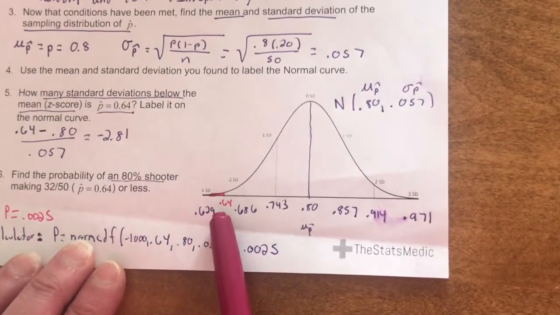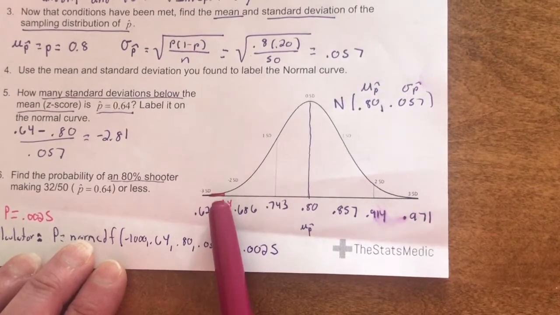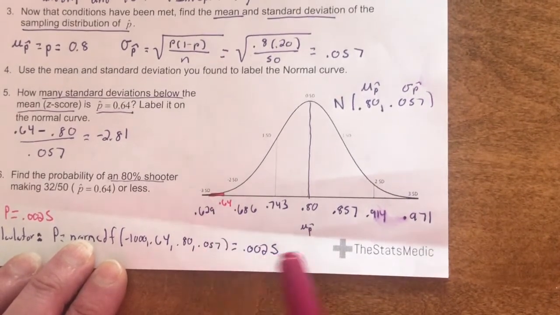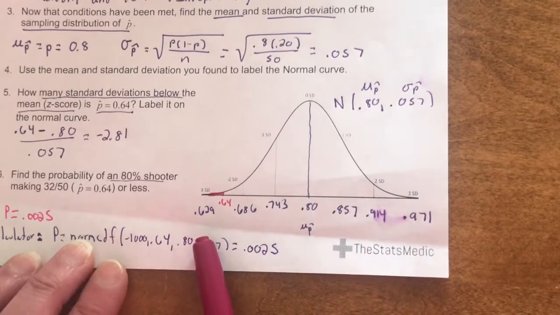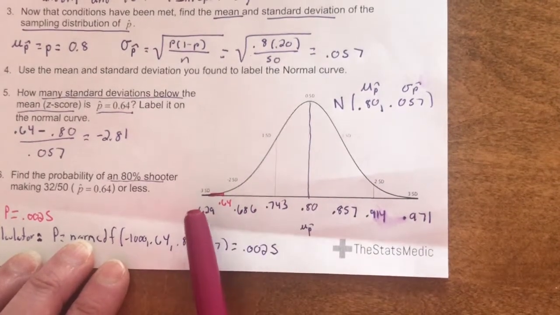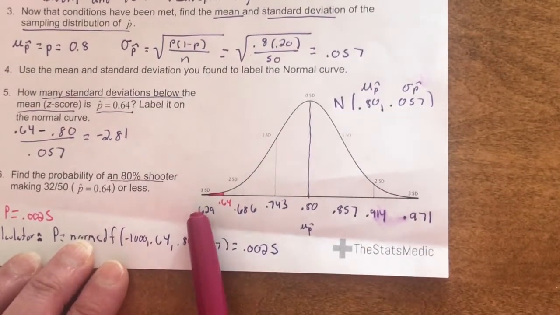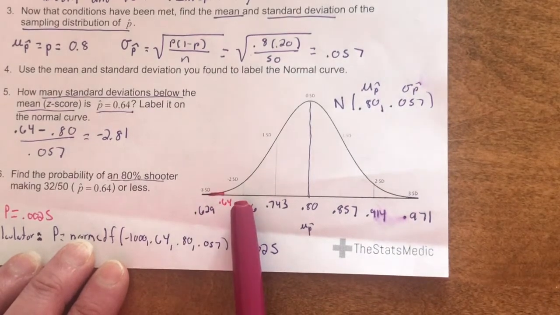Now, here's our p hat, 0.64. Okay, we're going to put that on there. And I can see where it curves in my curve, somewhere between 0.629 and 0.686. It looks like it's going to be between 3 standard deviations below and 2 standard deviations below.